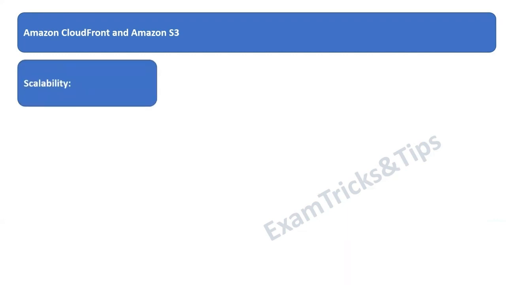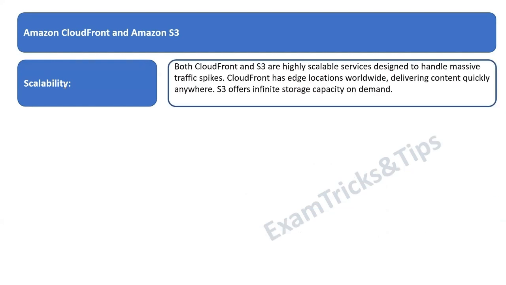So the first one is scalability. Both CloudFront and S3 are highly scalable services, and they're designed to handle massive traffic spikes. CloudFront has edge locations worldwide, delivering content quickly anywhere. S3 offers infinite storage capacity. So from a scalability point of view, these are perfect for the problem that we are trying to solve.